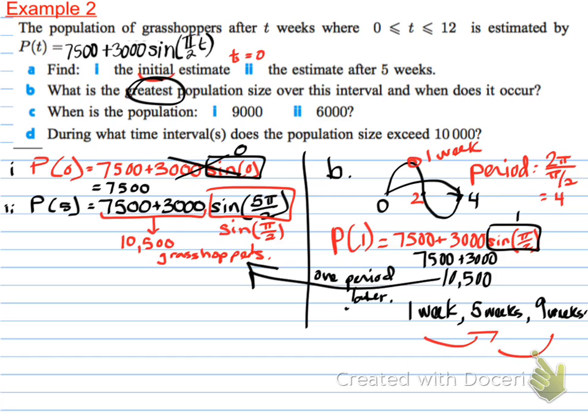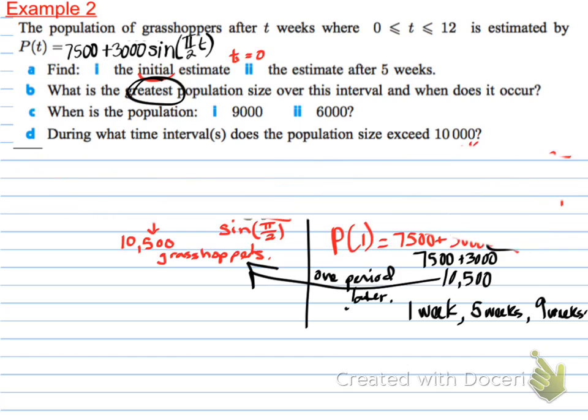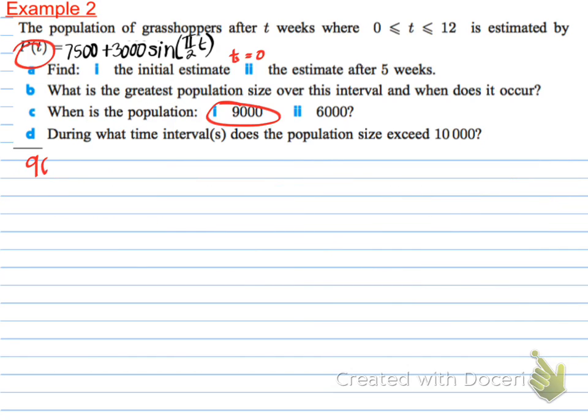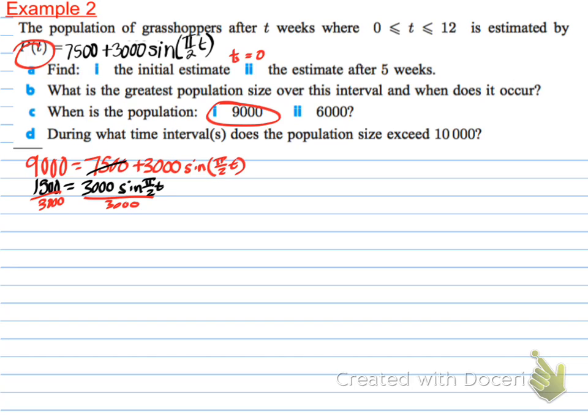Those 2, hopefully you find some ease with. They're not too complicated, but we're going to take a look at some harder questions in question C. So now we're asked, when is the population 9,000? So now we're putting 9,000 in for the population, and we're solving. The first couple steps here are fairly easy to solve. We're going to take off the 7,500 from both sides, and then our next step is to divide both sides by 3,000. But 1,500 divided by 3,000 is just 1/2, so I'm going to simplify that. And I get sine of pi over 2 t all alone.